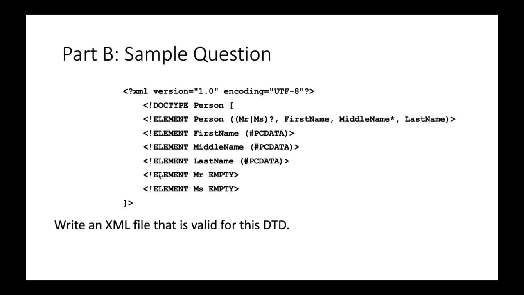Okay, now go to part B. It can be a question like this. Let's say you are given a DTD like this one. And let's say the question asks you to write an XML file that is valid for this DTD.